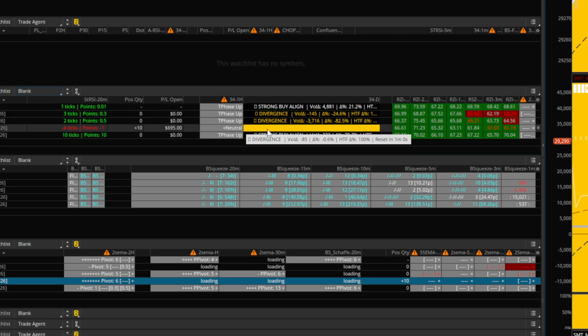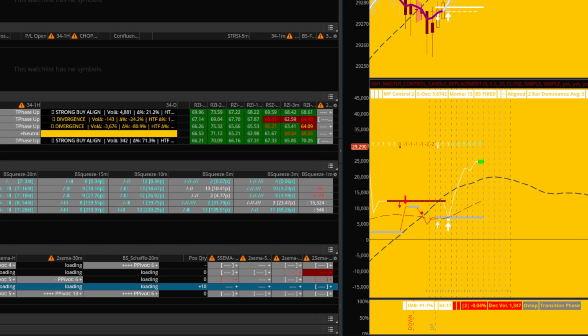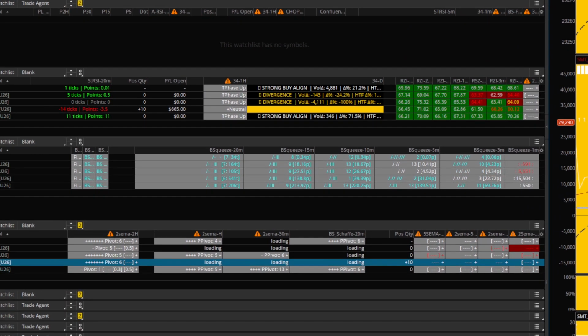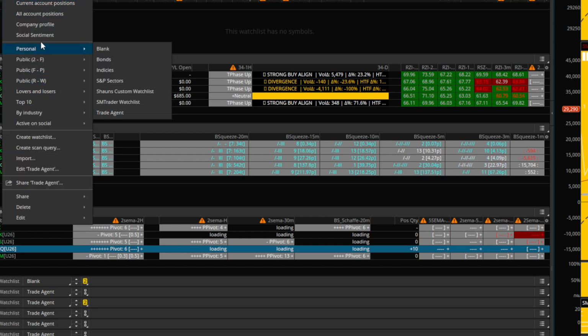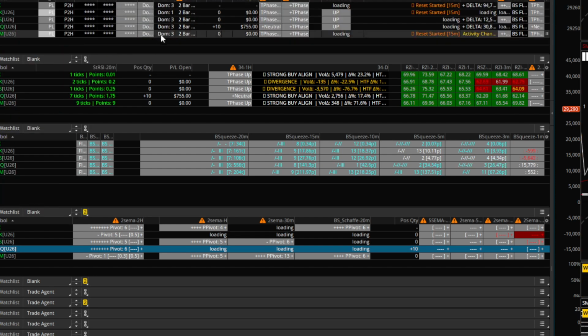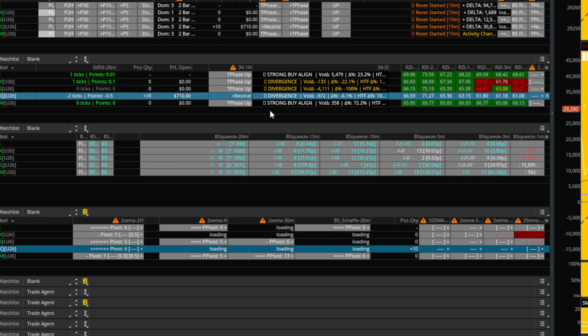Good buy alignment there. Getting some divergence coming in. We can see it here, defined by the yellow, some divergence there. Okay, this is all delta right here. Go ahead and bring this back up. Take a look at our T phases. Positive T phases on everything.